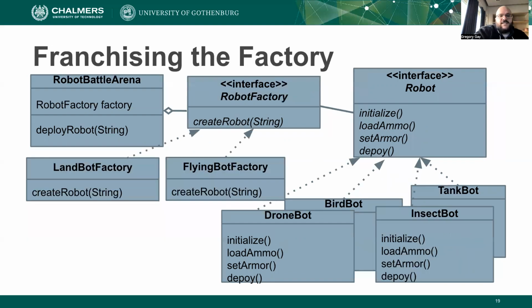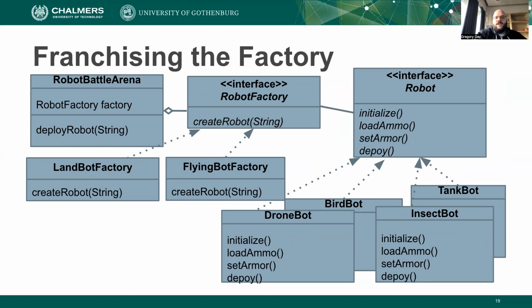But not all robots are the same. And maybe we eventually decide to introduce flying robots in addition to our previous land-based robots. So we might want to offer different hierarchies of options. We might want to let the user select a base robot type, land robot, flying robot, and then use different specific bots from each category. A drone from the flying category, a tank from the land category.